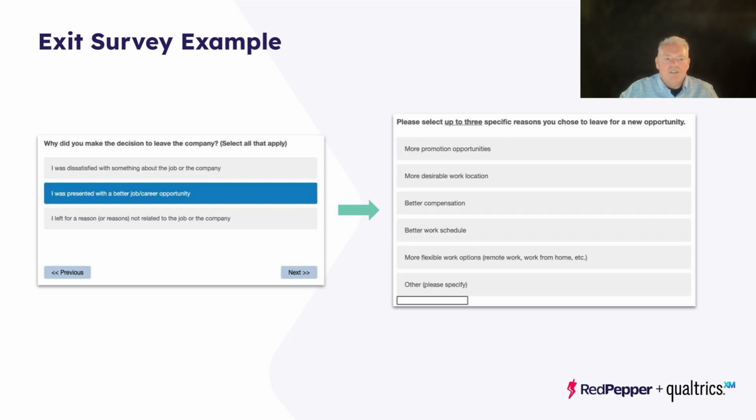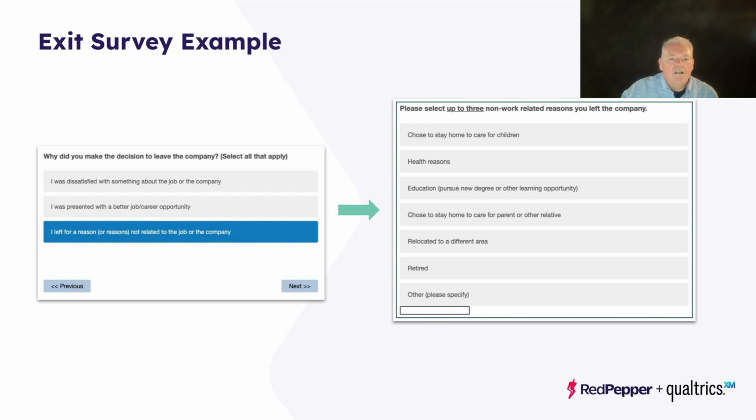If they pick the second bucket, which is, I was presented with something I couldn't pass up, then these were the primary reasons that would kind of fall into the micros there. So more opportunities to be promoted, better work location, better compensation, and so on. And then if you picked the third bucket of reasons not related to your company, then you get into some of the things like retired, health reasons, wanted to stay with my kids, going back to school, those kinds of things. And again, those are not particularly actionable, but it is interesting still to have some idea.